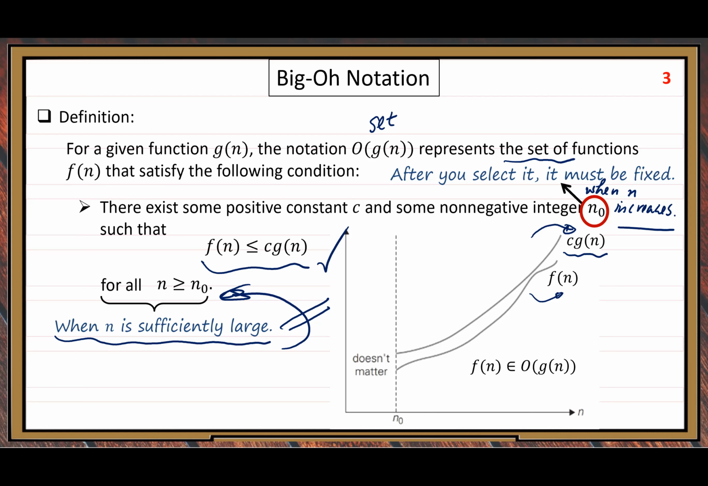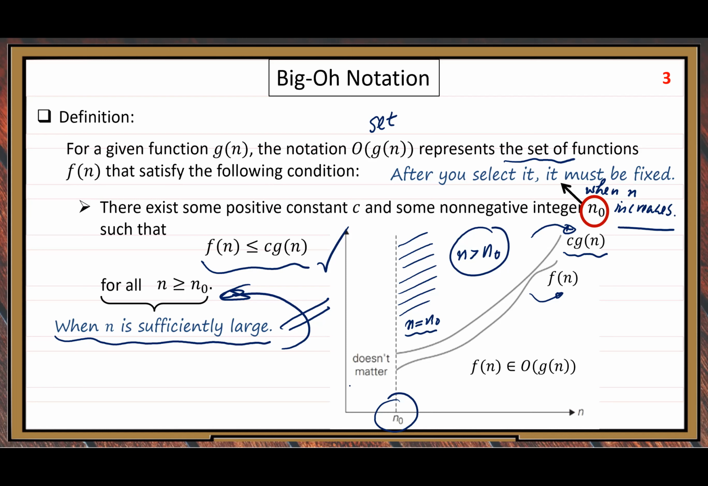Okay, but that upper bound relationship only works when n is greater than or equal to 0. So when n is at the right-hand side of the vertical line for n0. This vertical line represents n equal to n0. At the right-hand side, that means n greater than n0. Okay? And how about the left-hand side?